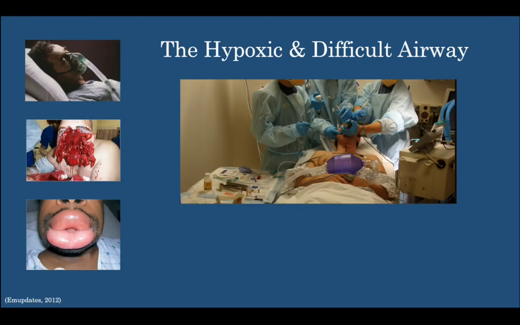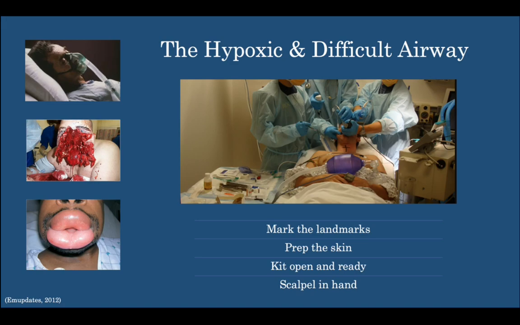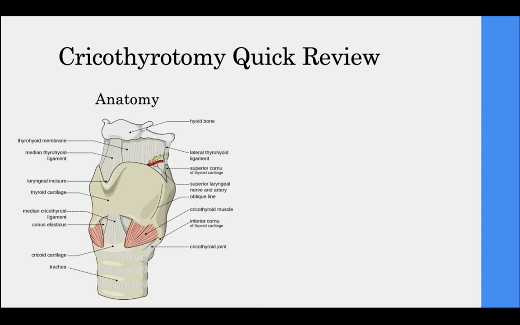So for the patient who's hypoxic and anatomically difficult, here's the idea of the double setup. You mark the landmarks, you prep the skin, the kit is opened and ready, and the scalpel is even in hand. In this picture, they're doing an attempt from above with a high-risk patient who may fail. And then we have a supraglottic ready as a rescue, and the scalpel is out. So think of anatomically difficult and hypoxic. Think of your big trauma airways or a lot of swelling, where maybe it's worth it to give it a shot from the top, but if that fails, you're ready to pivot quickly and do a surgical airway if need be.